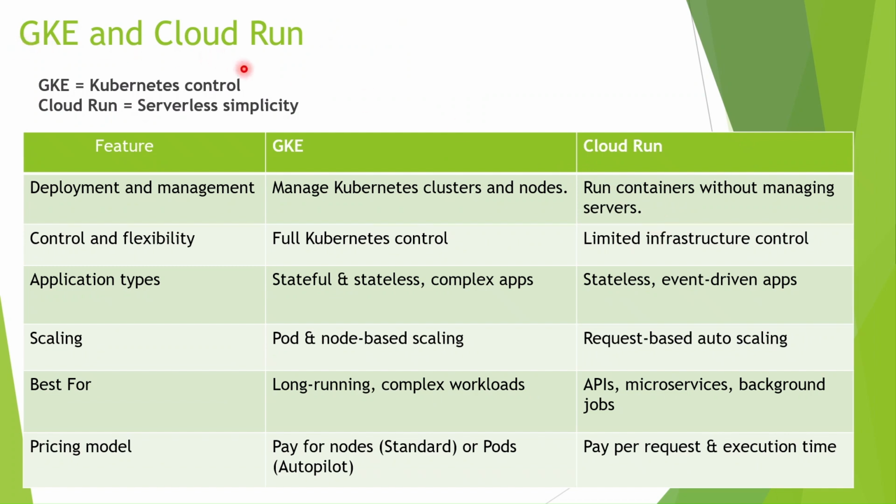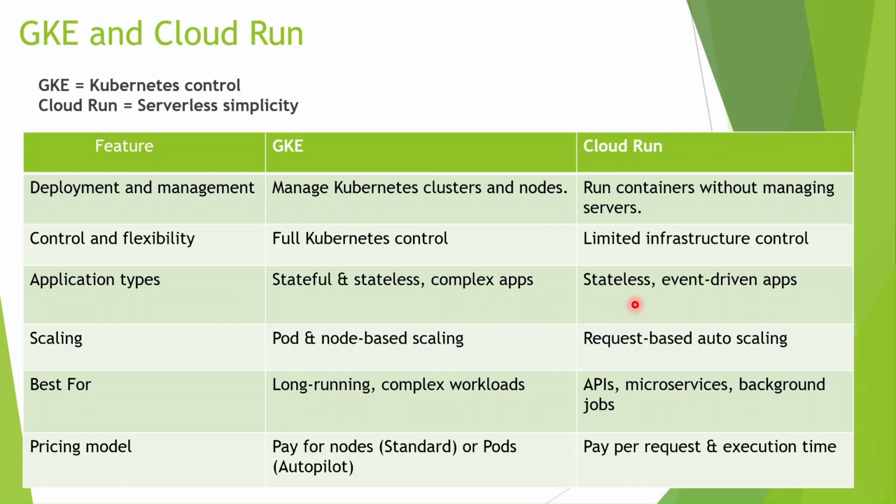Also, we have Cloud Run, in which you can run your containers. So what is the basic difference? Let's see. Kubernetes in GKE gives us Kubernetes control, and Cloud Run is serverless. For deployment and management, Kubernetes clusters and nodes we have to manage if we are using Standard mode. In Cloud Run you don't have to manage any infrastructure because it is serverless. In GKE we have full control, and in Cloud Run we have limited infrastructure control. Application type: in GKE you can run any application, stateful, stateless, complex. In Cloud Run you can run only stateless or event-driven applications.